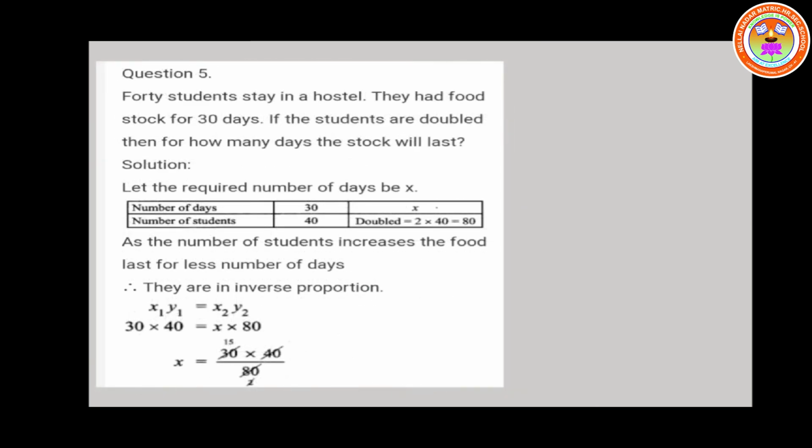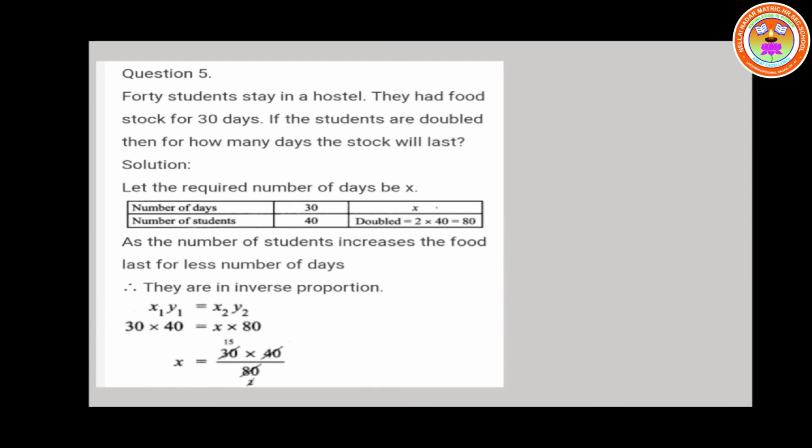Now next, question number 5. Let us move on to problem number 5. 40 students stay in a hostel. They had food stock for 30 days. If the students are doubled, then for how many days will the stock last? I think you understood. There are 40 students in the hostel. The food is there for 30 days. If the number of students gets doubled, double means multiplied by 2. So we want to find how many days the food will last.